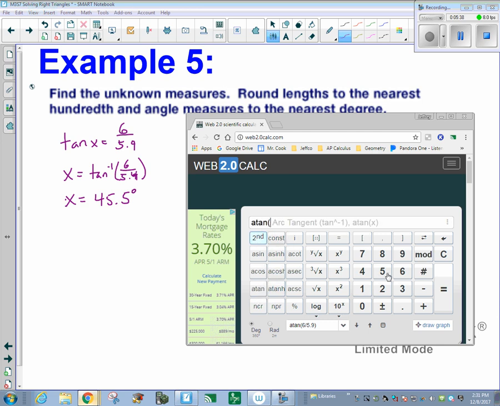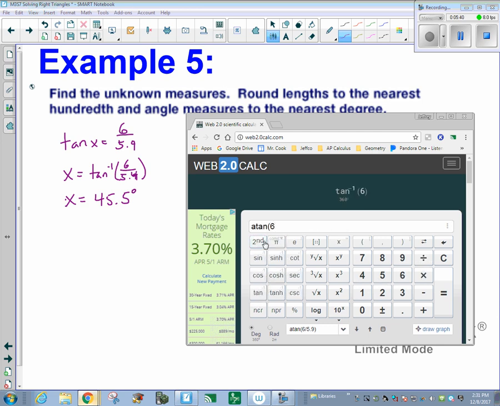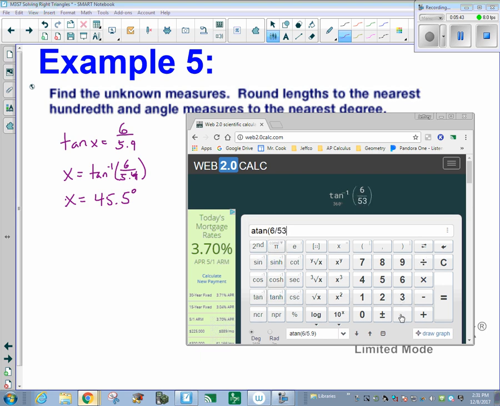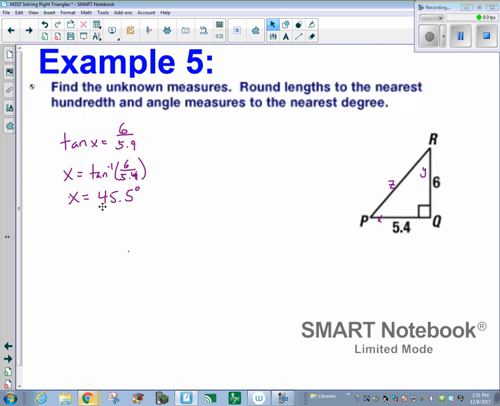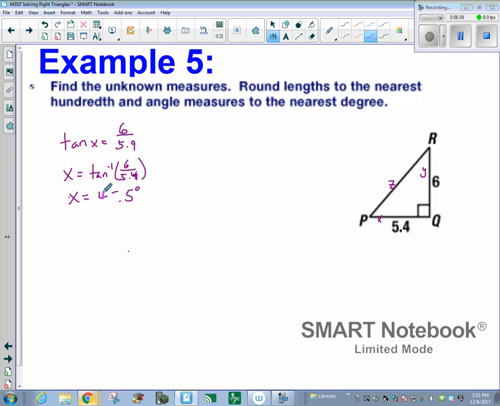Second tangent of 6 divided by 5.4. That gives me 48.0, which is a little bit different than what we got here. So let's get rid of some of these. Let's just rewrite this. So my angle x is 48.0 degrees.